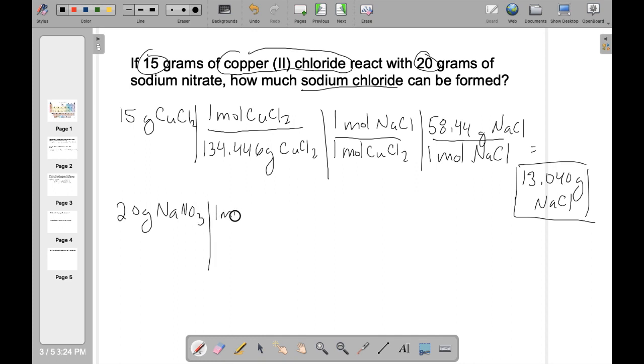1 mole of sodium nitrate. And we will go look up the molar mass on the periodic table of sodium nitrate, and I will get around 84.99 grams of sodium nitrate. Yet again, I will look at my conversion factor based on my balanced equation.